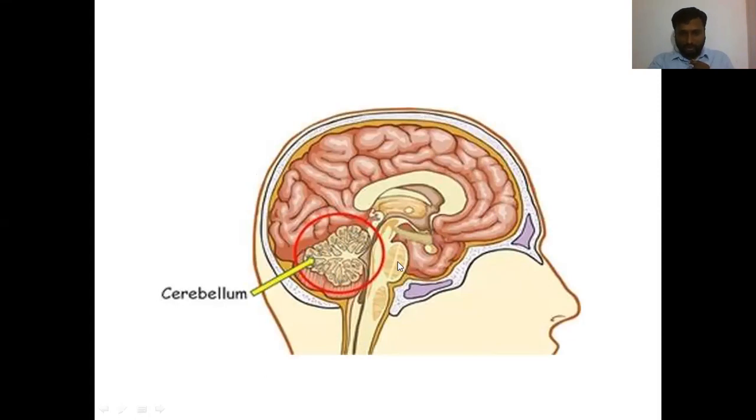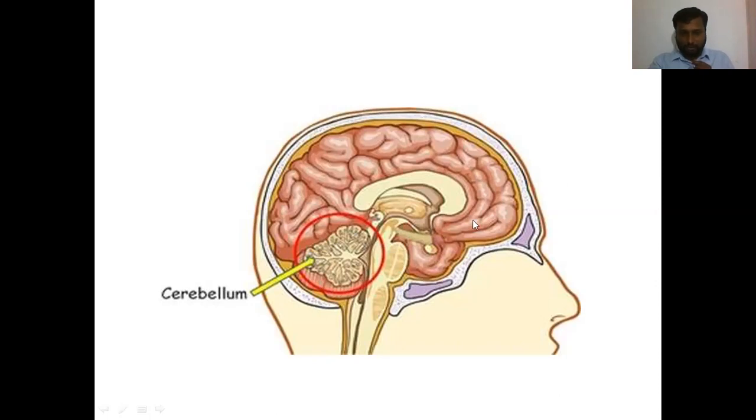What are the parts of the hindbrain? Can you see a bulged part here? This is the pons. Then this lower part is the medulla. Then the cerebellum. These three are the parts of the hindbrain: pons, medulla, and cerebellum.